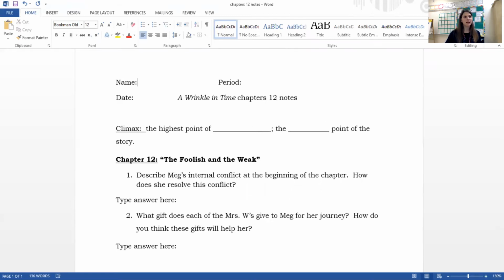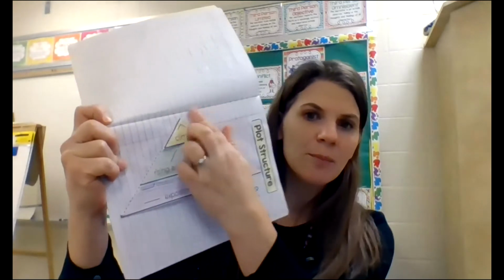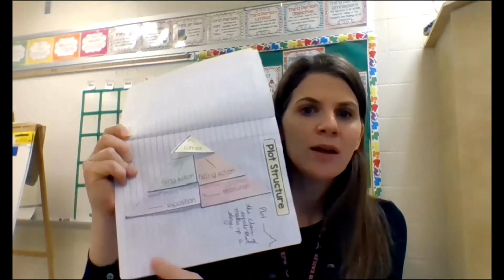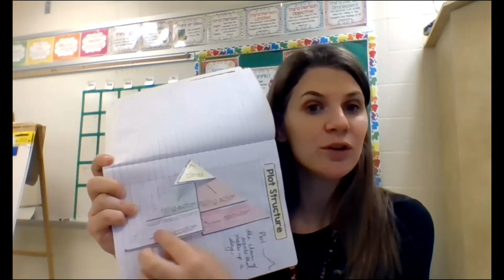Before we fill that in, let's take a look. In your interactive notebook, all the way back to the beginning of the year, remember we made this plot structure pyramid. So isn't this crazy? We've read most of the book. Exposition was about the first 3 to 4 chapters. Right, the inciting incident pretty much occurred right at the beginning of chapter 4, end of chapter 3. The rest of the novel was the rising action.